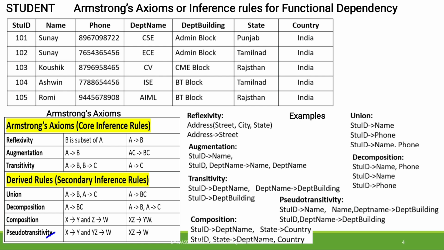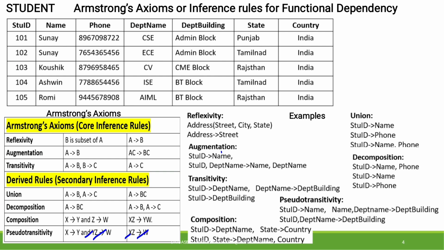Pseudo transitivity rule states that if X determines Y and YZ determines W, then XZ determines W. If you observe this rule here, this is FD1, X determines Y. This is FD2, YZ determines W. So FD3 is obtained. For that, in FD2, YZ we have on determinant side, Y is replaced by X because X determines Y. Hence, determines W is written as XZ determines W.